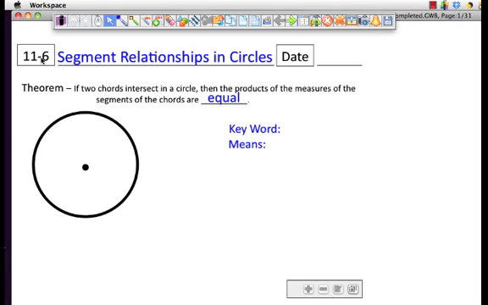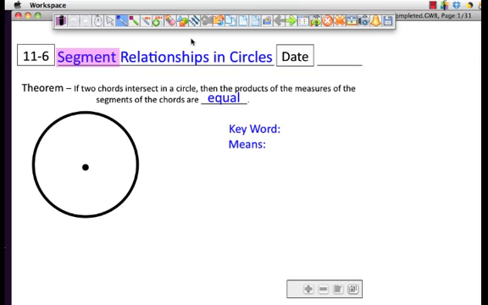Okay, and here we are at 11-6, our last section of the chapter, also our last section of the year. Segment relationships and circles. First thing I want you to notice is that we are talking about segments now. Last week we talked about angles and arcs, and they had rules like cutting in half and adding and subtracting. We're no longer going to be doing that. The rule changes because we're talking about something different now.